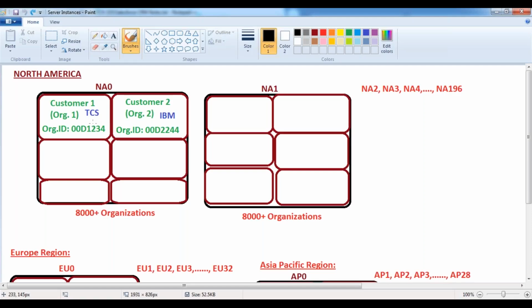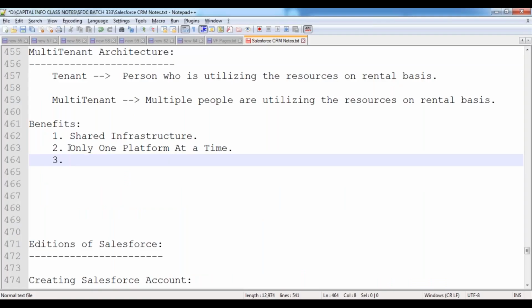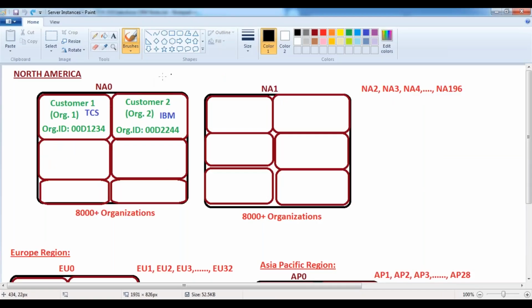So as an organization, it is my responsibility to make my customers happy and satisfied. So I would like to provide the resources to all the people. Whenever Salesforce gives a new release, only one platform, that means that new release's features will be applicable to organization 1, organization 2, organization 3, organization 4, organization 5, and so on up to all 8,000 organizations, irrespective of whether the customer is a free user or a paid user. Everybody gets the latest features.